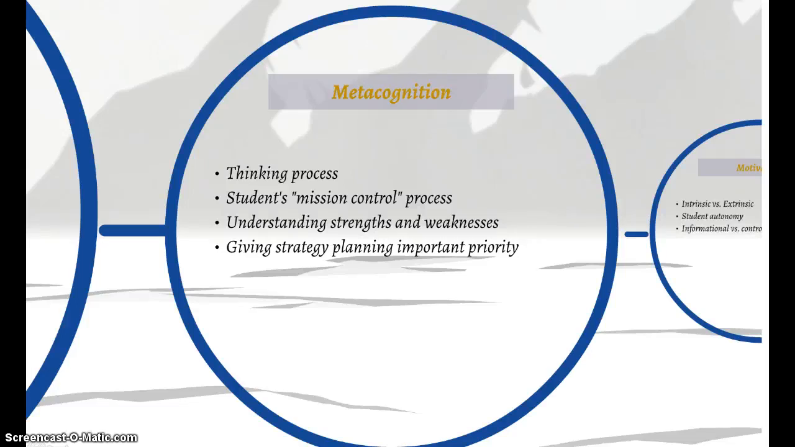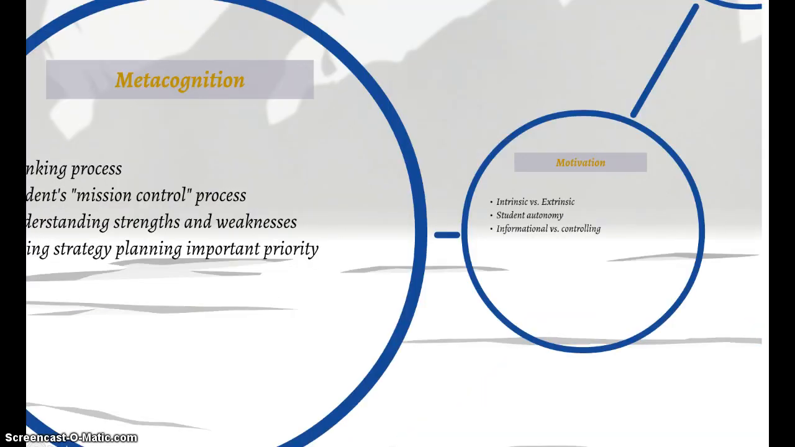As we teach students to become self-directed learners, we need to teach them what that thought process really is, because they need to be able to recognize it and use it on their own. When they can do that, they understand their strengths and their weaknesses. They think through the thought process, find where the gaps are for themselves, and then they can take control over their learning. We need to give strategy planning a really important priority. We need to teach students how important it is to strategize, because in life, they're going to have to use this on their own. It's a really important priority that we need to place in teaching.